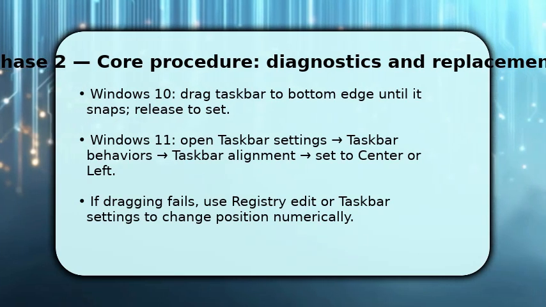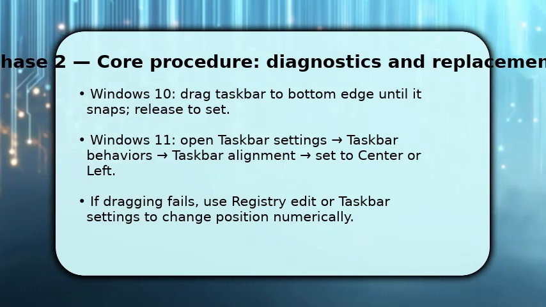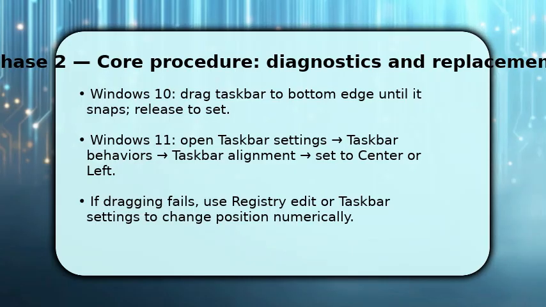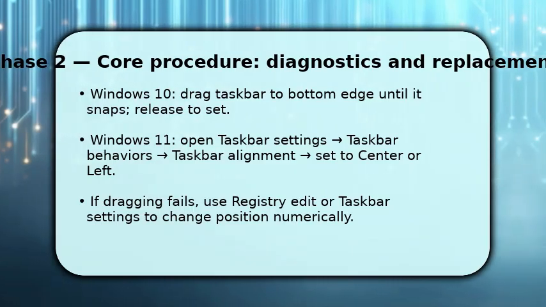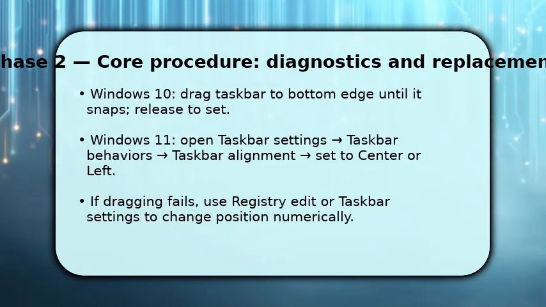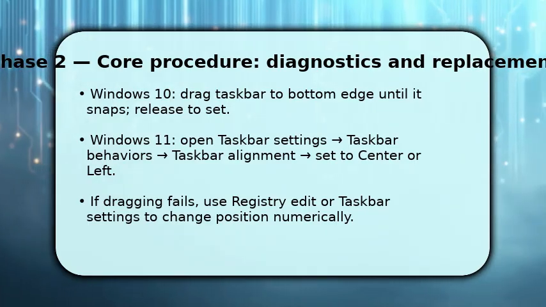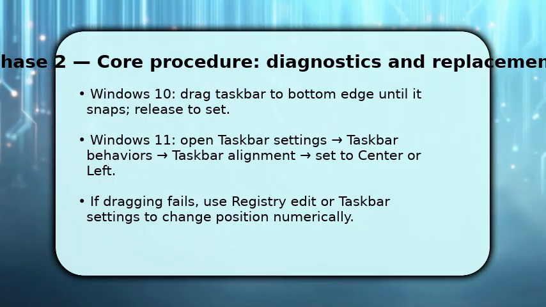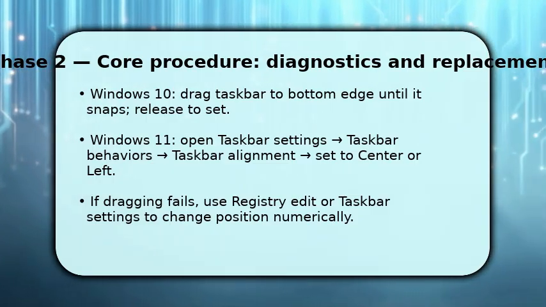Now you perform the repositioning. On Windows 10, you can click a blank area, hold and drag the bar to the bottom edge until it snaps, release to lock in place. On Windows 11, open taskbar settings, expand taskbar behaviors, and choose the alignment you want. Windows 11 removes free dragging so the setting handles it.